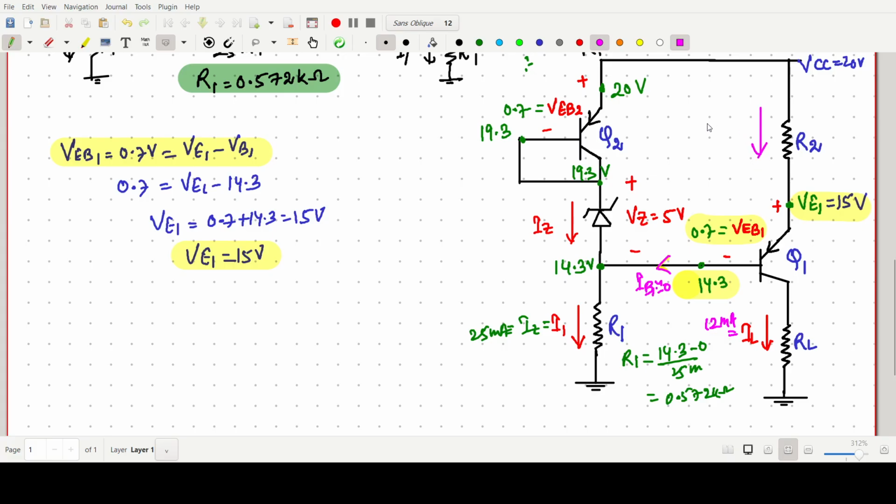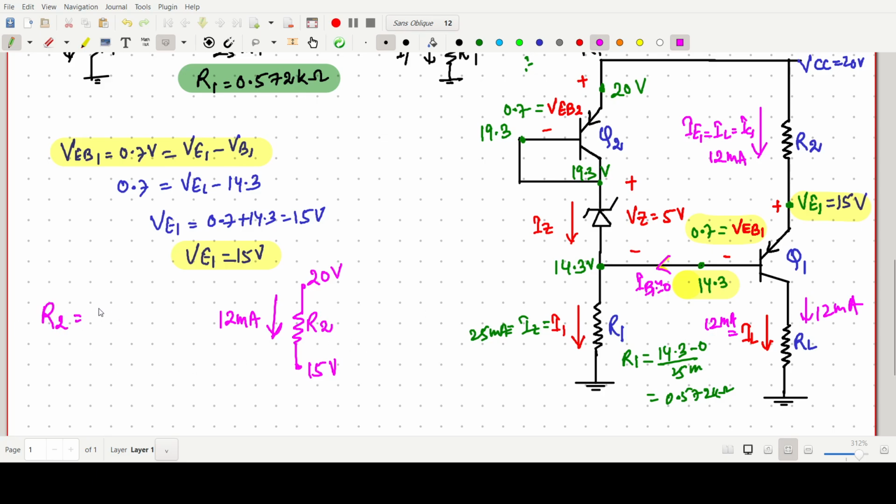So what we can say, this one, that is our IE1, is nothing but simply IL, that is our IC1. IC1 is nothing but simply our 12 milliampere. So in this one 12 milliampere current is going and this one is 0. So this one is 12 milliampere. So we have to find the value of R2. So this voltage is 20 volt and this voltage we have calculated 15 volt. So this one is R2 and this current that we know is our 12 milliampere. Yes or no?